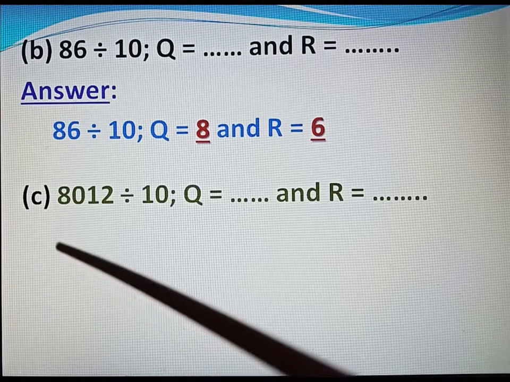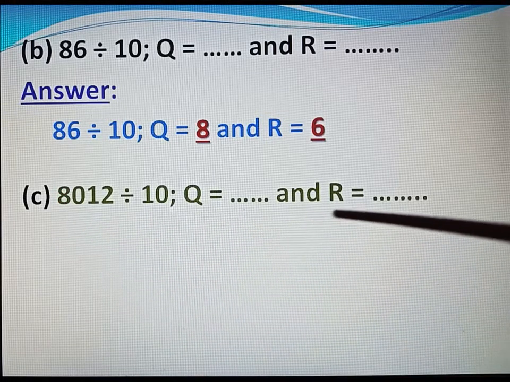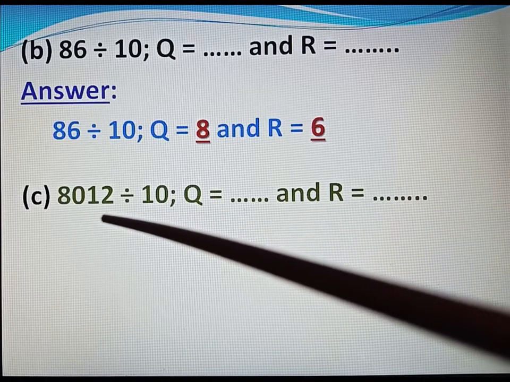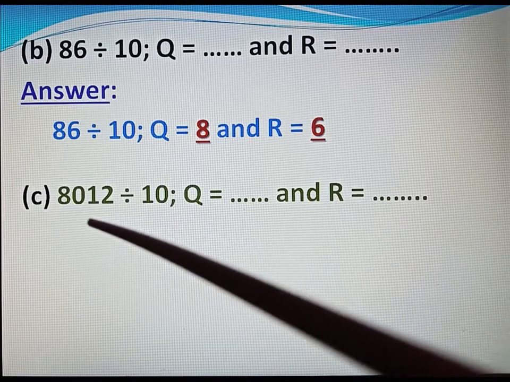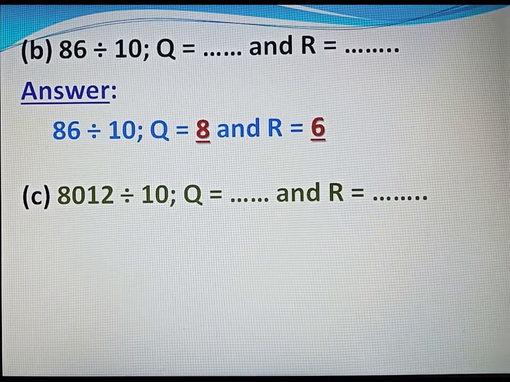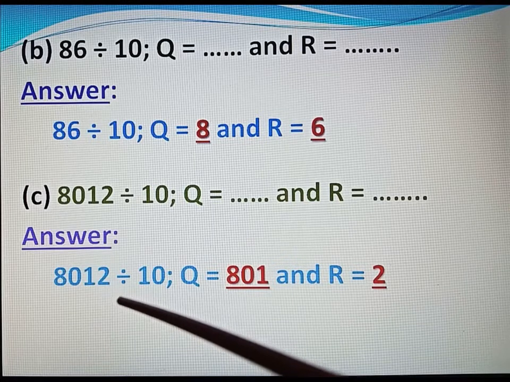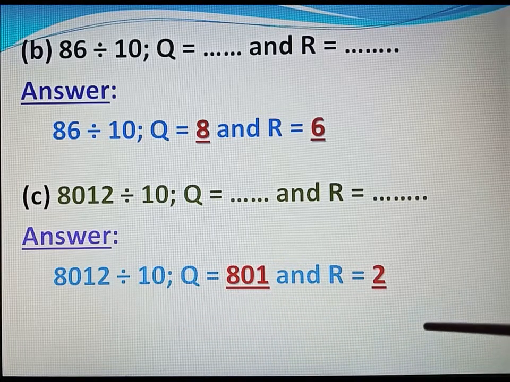C part, 8012 divide 10, quotient equals dash and remainder equals dash. See, if 10 is the divisor, then the last digit in the dividend, that is 2, is the remainder, and the number formed by the remaining digits, that is 801, is the quotient. Answer, 8012 divide 10, quotient equals 801 and remainder equals 2.